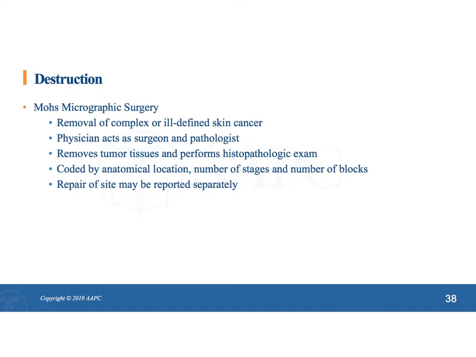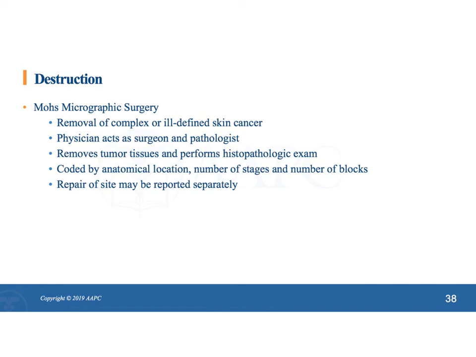The 17312 is an add-on code that would need to be added in addition to 17311 if there's any additional stages beyond the first. For example, if we have 2 stages, the first stage has 4 blocks, the second stage has 4 blocks as well. How would we code that?